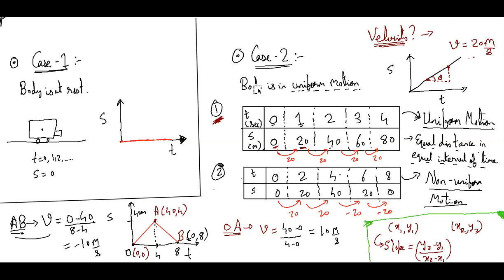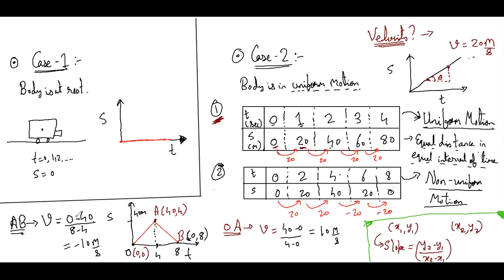Sir, what is the velocity of A and B? A to B. Velocity from A to B is minus 10. Yes, sir. This is minus 10 meter per second. Okay.